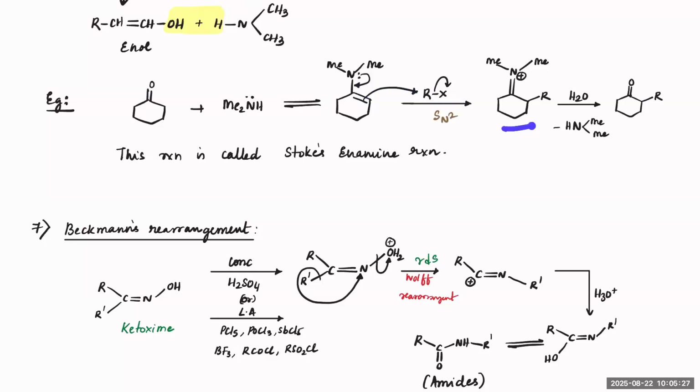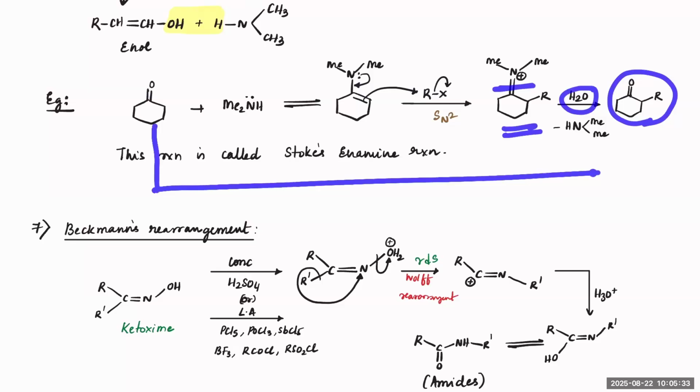And then on hydrolysis, this bond will break and you'll get back the ketone. So if you want to substitute some alkyl group at the alpha position, this is a better method to adopt, and this is called the Stork enamine reaction.